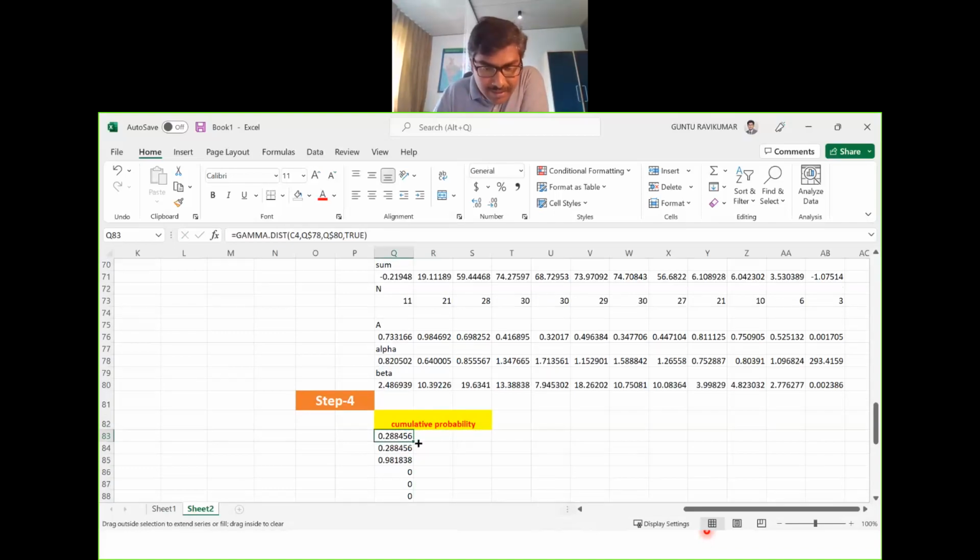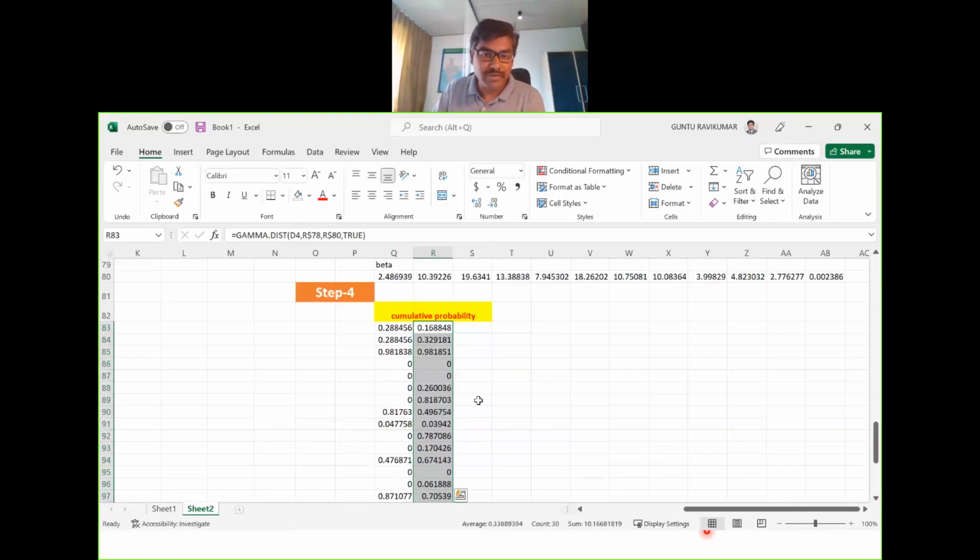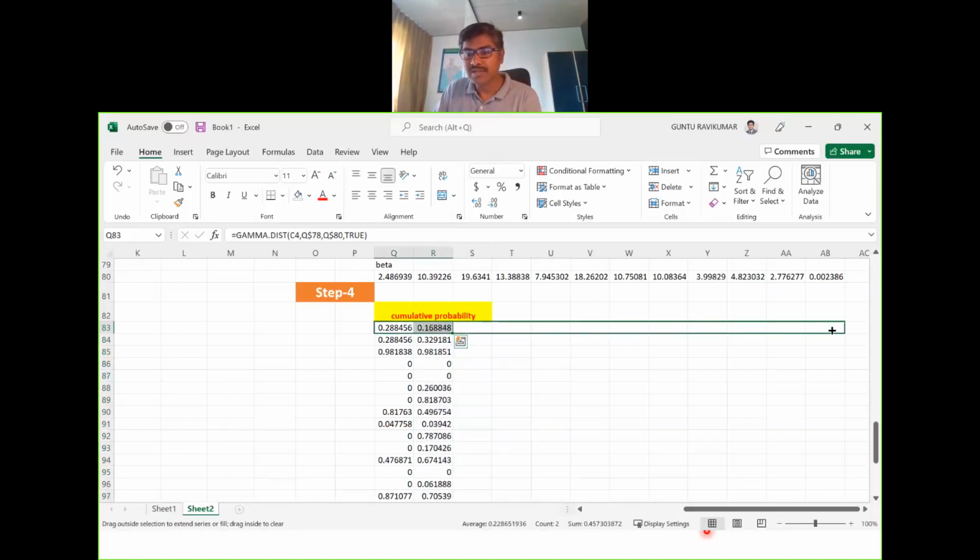Now simply I will drag this. You will find an interesting observation, right? Earlier it was Q, alpha and beta of Q, January. Now we need for the month of February, which is R. So R78, R80, alpha and beta of February. And earlier it was C, now it is D. So that's the advantage. Now simply double click on this. You will get the cumulative probability for February. Now simply extend the process till December.